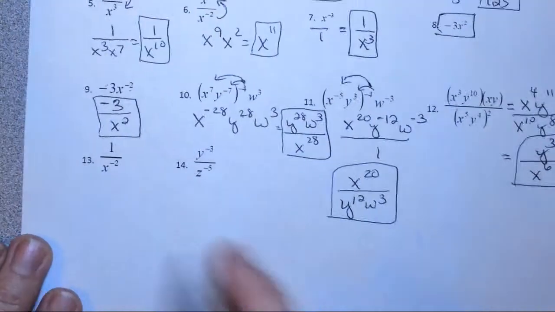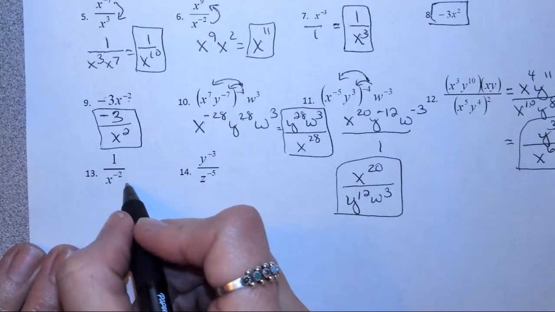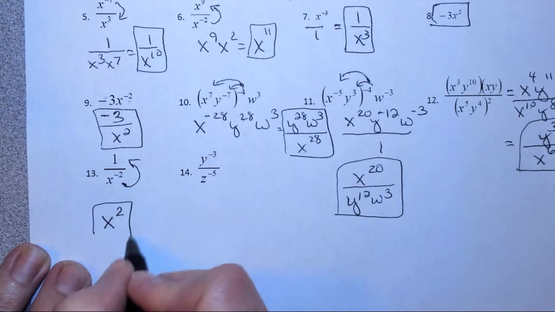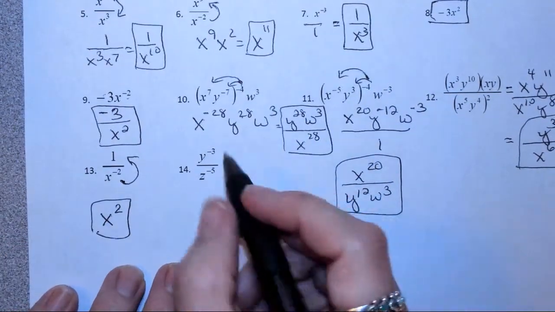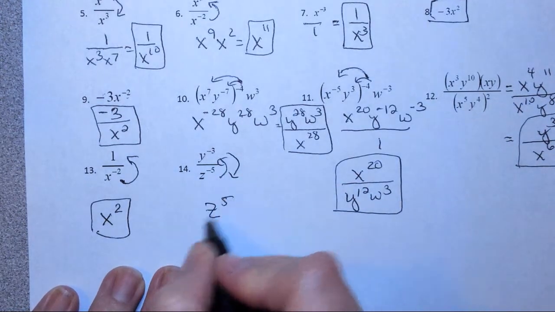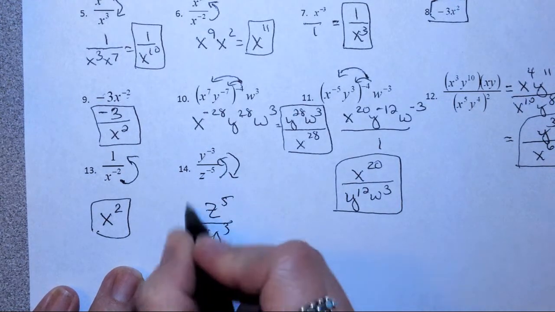All right, 2 more. So number 13, I've got a negative exponent, so it's got to go from the bottom to the top, so it's just going to be x squared. On number 17, the z is going to move up and the y is going to move down, so it's going to be z to the 5th over y to the third.